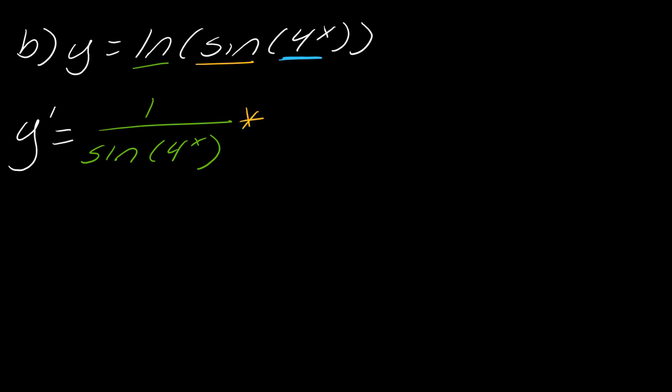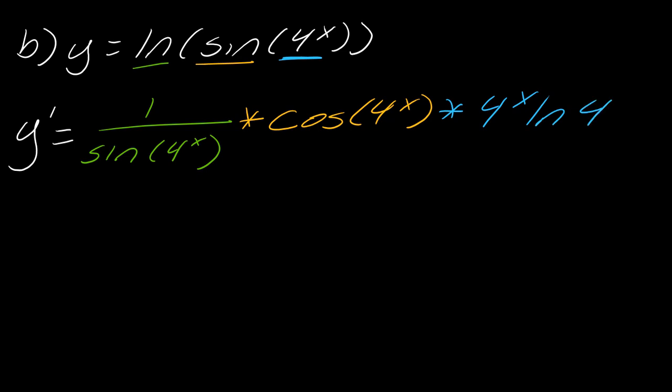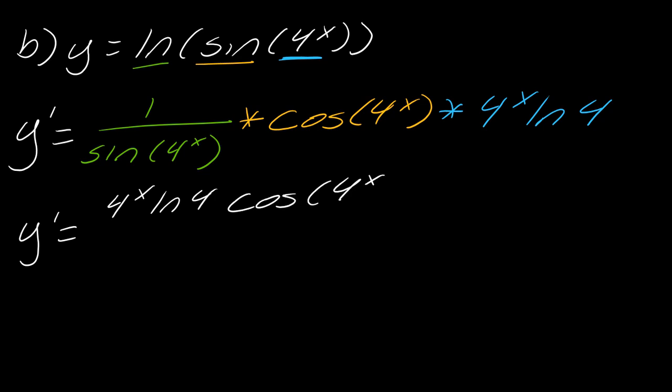Then we multiply that by the derivative of the next function, i.e. sine. The derivative of sine is cosine, and once again, I leave that inside function intact, all right? And then finally, I multiply this by the derivative of 4 to the x, which will be 4 to the x times the natural log of 4. So there's everything that goes into my derivative. Then this will simplify as 4 to the x times the natural log of 4 times cosine of 4 to the x over sine of 4 to the x.